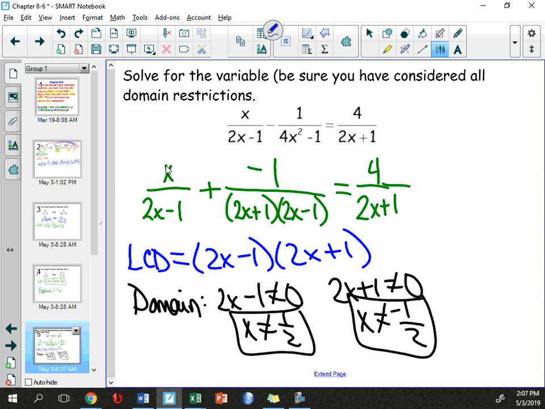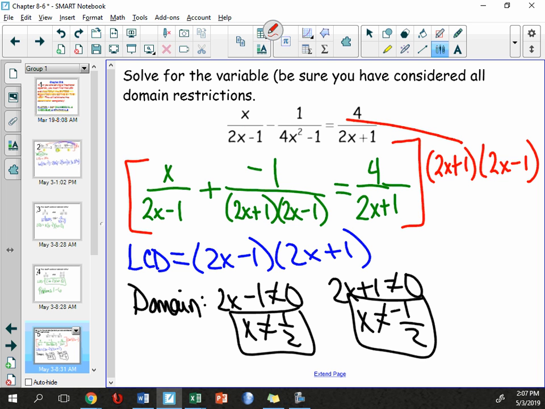Okay, so now I'm going to solve this. So I'm going to put brackets around my equation. And what am I going to put on the outside of it? The LCD, which is going to be 2x plus 1 and 2x minus 1. Yes? Do we see that?